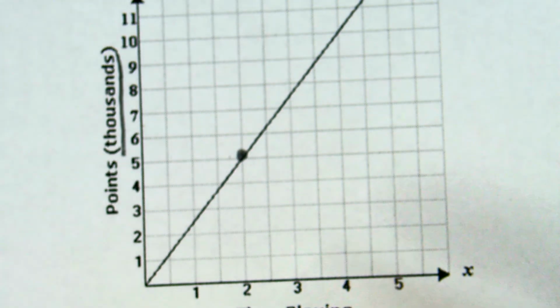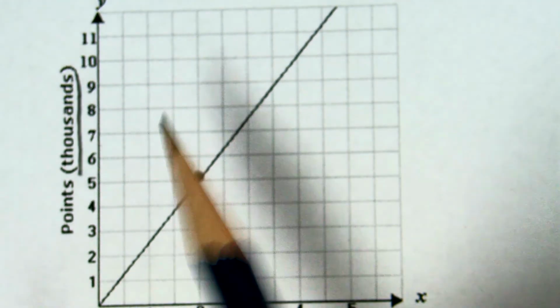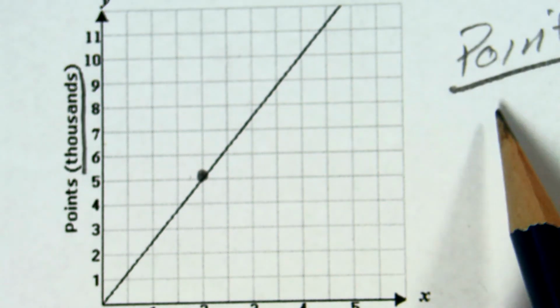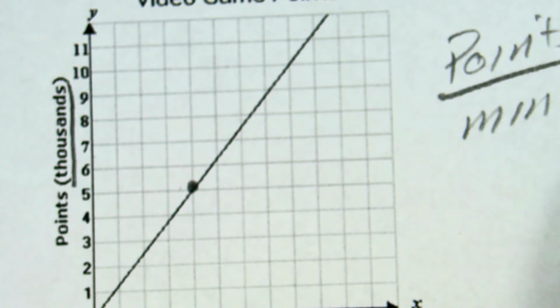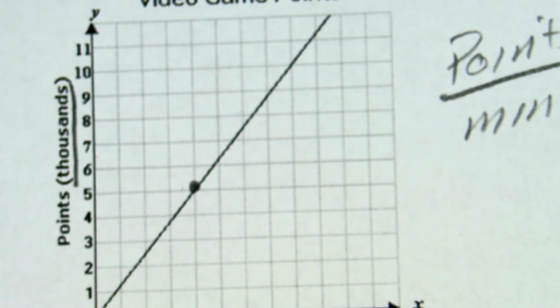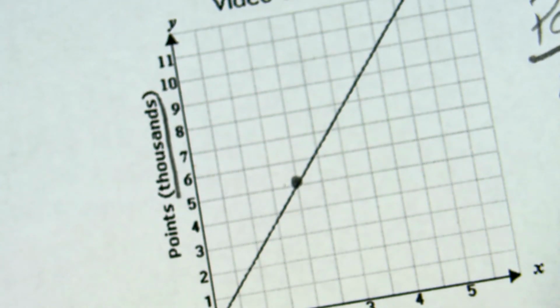Now, there's usually other points, and there's not always points that line up on grid points. Sometimes you just have to deal with it, and that would be a topic for another day. But for this, we would take his points over his time. So we have 5,000 points over 2 minutes, which would reduce to 2,500 points per minute. And like I said, we're going to put that in the little spot down here so it's easier to read. So 2,500 points per minute.